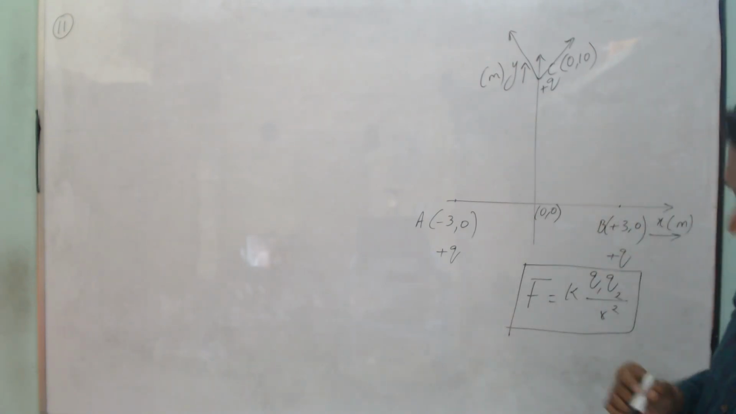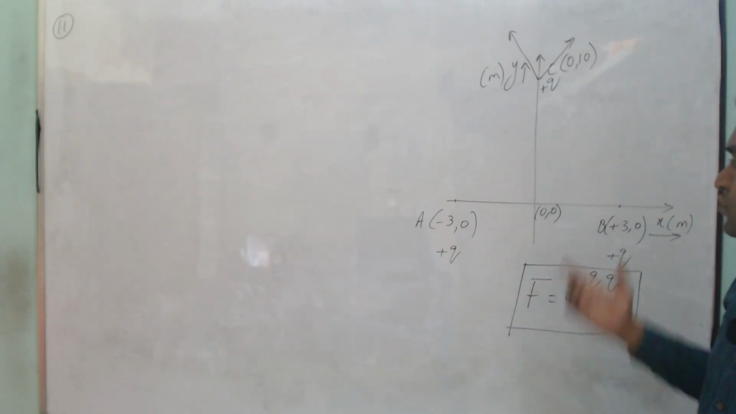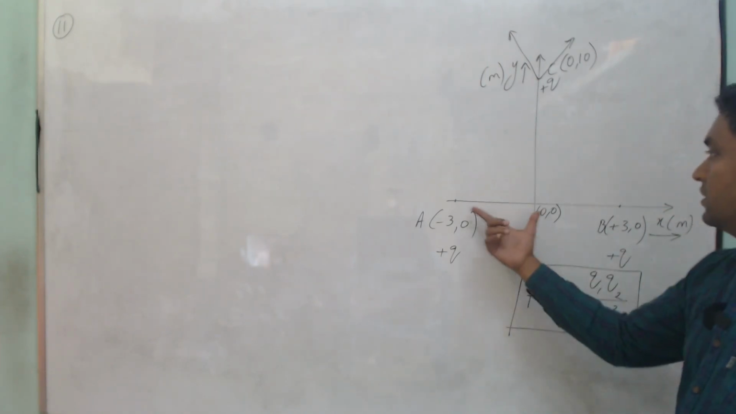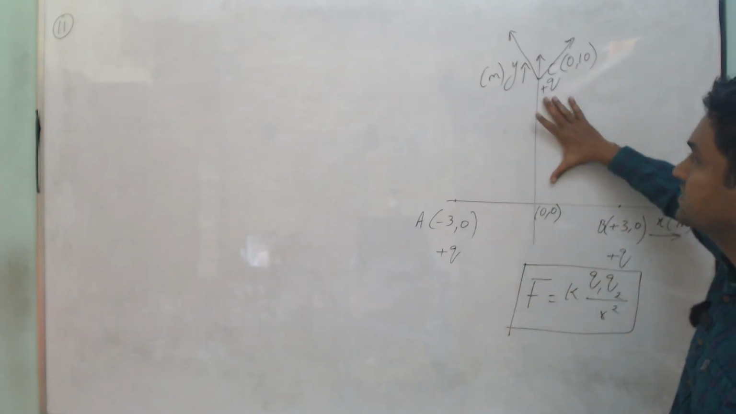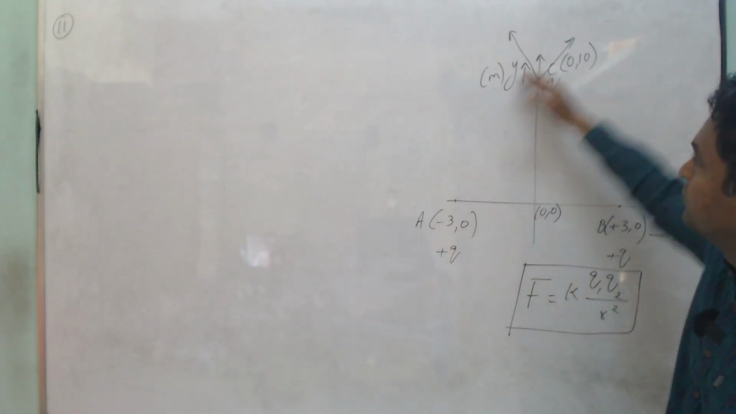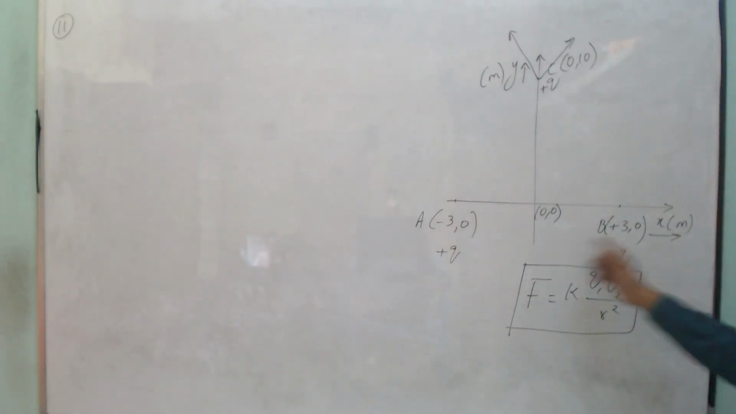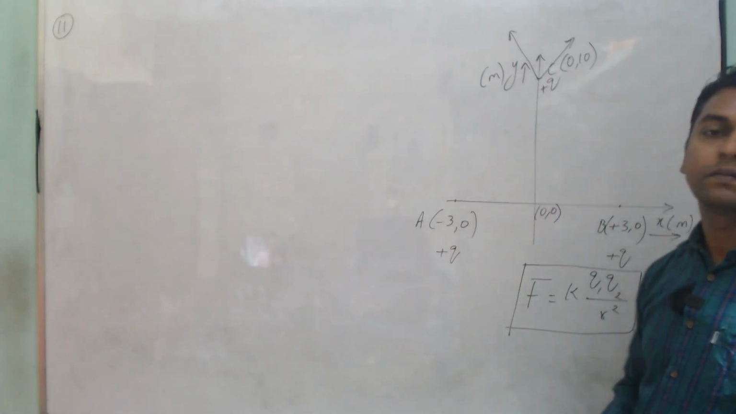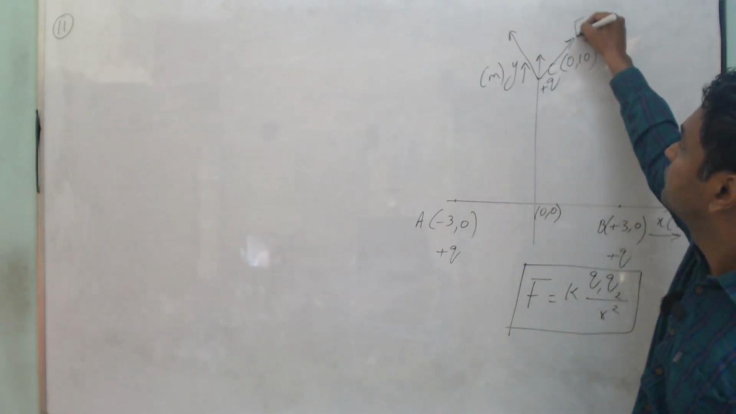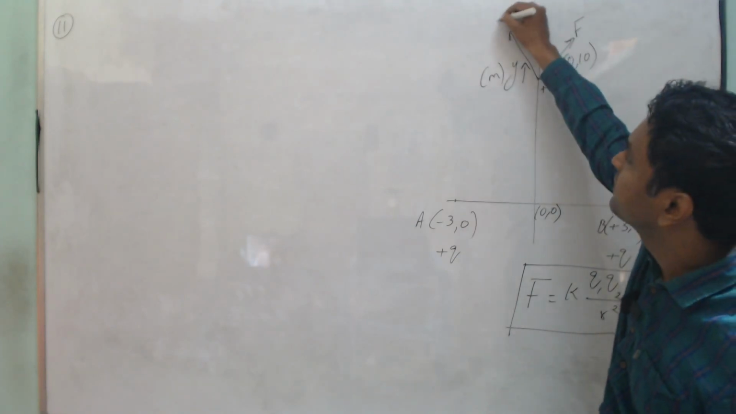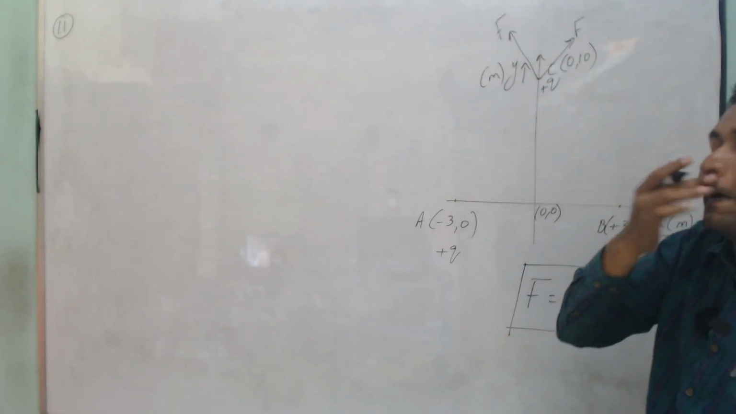Now look at the distance also. This is actually an isosceles triangle. This is 3, this is 10, this is 3, this is 10. So obviously these distances are also same. So the magnitude of the forces are the same. Correct? Yes, sir. So let me take the force due to each charge be F and F. Point number 1. Okay.